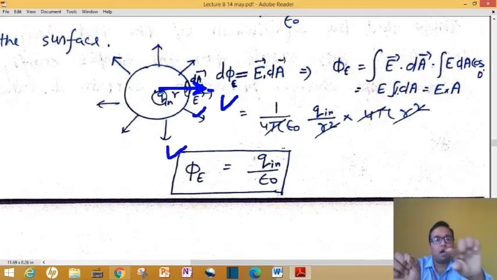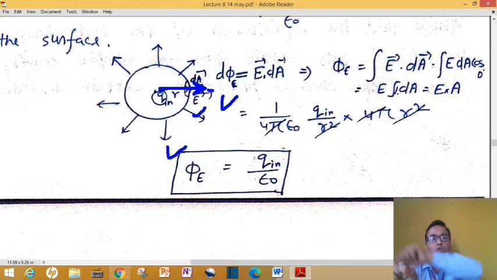Now I am saying how much is the total laser light that will go through this whole surface area. Okay, what you will do? You will calculate E from one point, then E from the next point, and you will add all the E, you will integrate. So the same thing I have done over here.